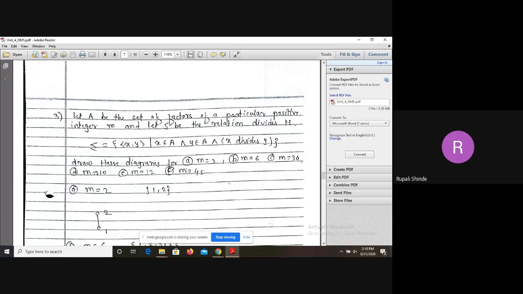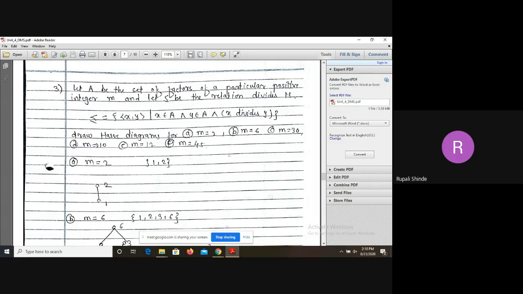So draw the Hasse diagram for m is equal to 2. First of all we have to find the elements that can divide 2. So there are 2 elements. The first one is 1, the second one is 2. Those can divide 2. These 2 elements are represented by circles and 1 divides 2, so this satisfies the given condition, that is divides. So this is the Hasse diagram if m is equal to 2.